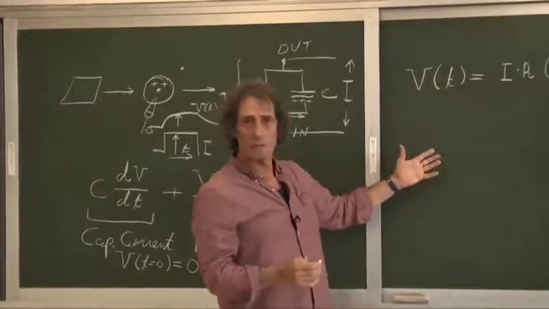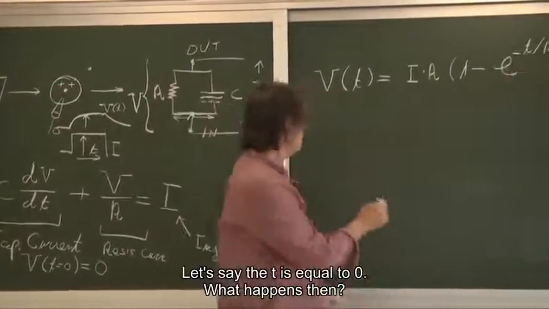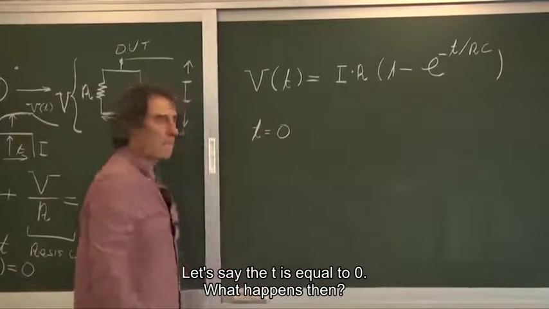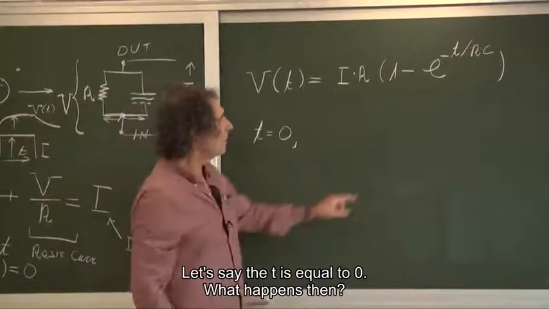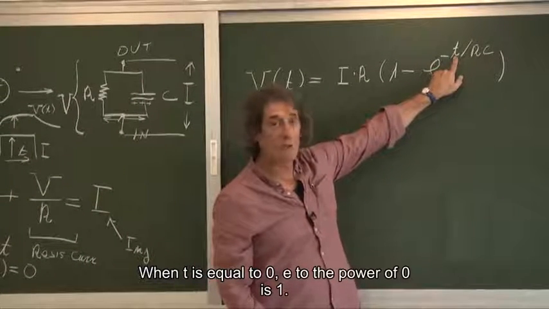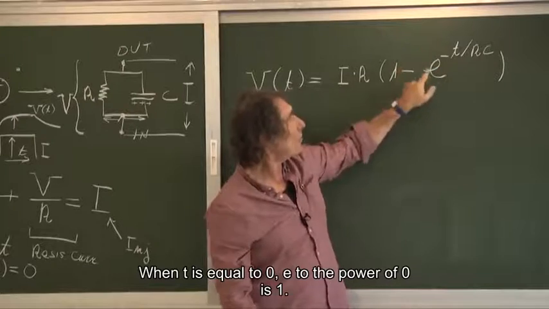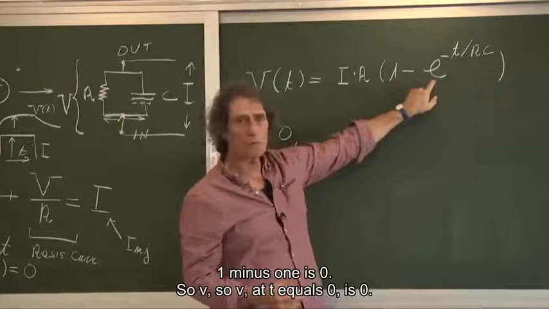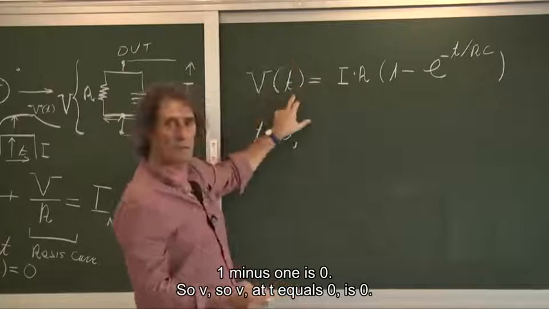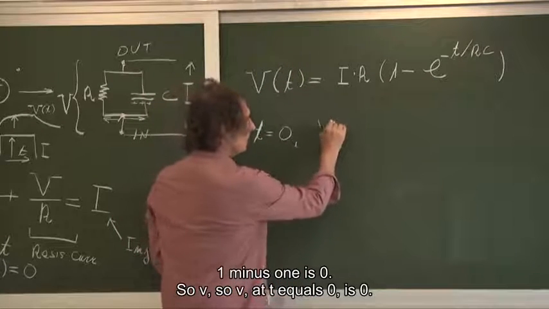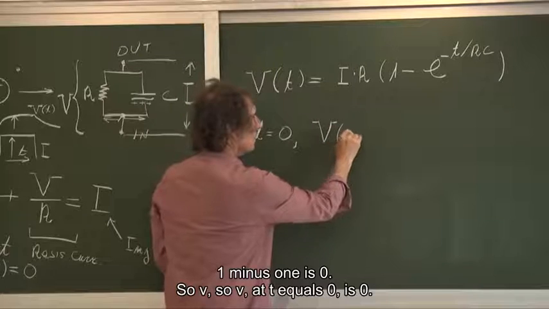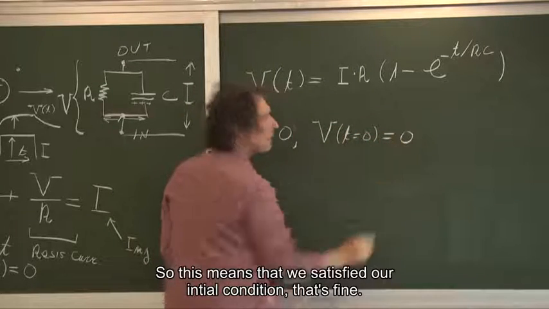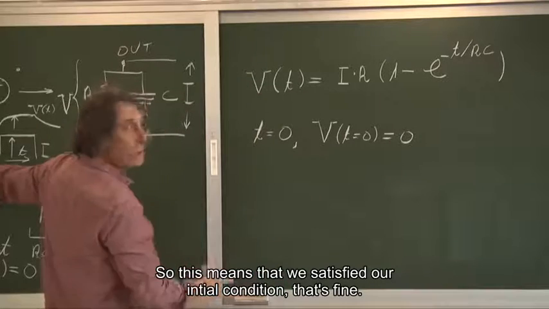So let's check it. Let's say that t is equal to 0. What happens then? When t is equal to 0, e to the power of 0 is 1, and 1 minus 1 is 0. So V at t equals 0 is 0. This means that we satisfied our initial condition.